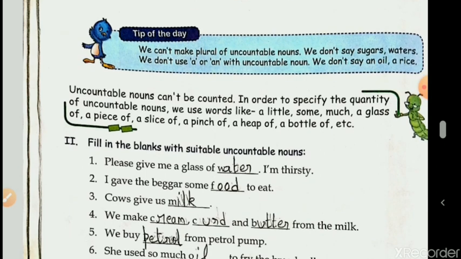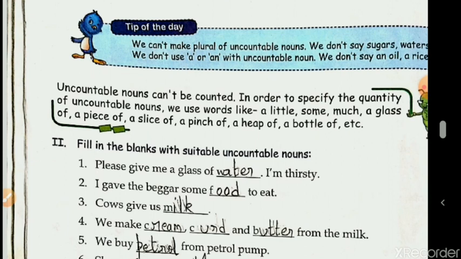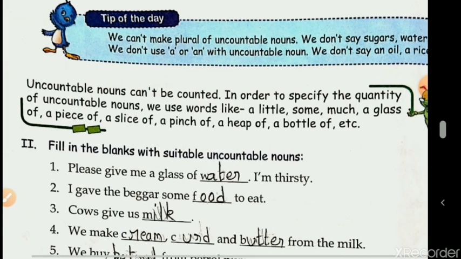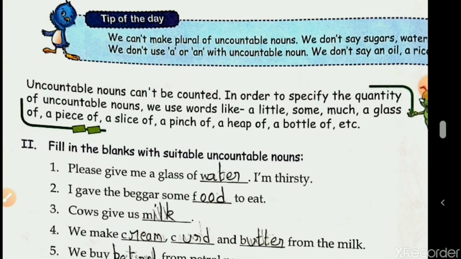Now tip of the day, we can't make plural of uncountable nouns. We don't say sugars, waters, etc. हम as explained uncountable nouns का plural form बना ही नहीं सकते हैं. We cannot make the plural of uncountable nouns, and we don't use a or an with uncountable nouns क्योंकि हम उनको count नहीं कर सकते, इसलिए हम उनके आगे article a और an नहीं लगा सकते.